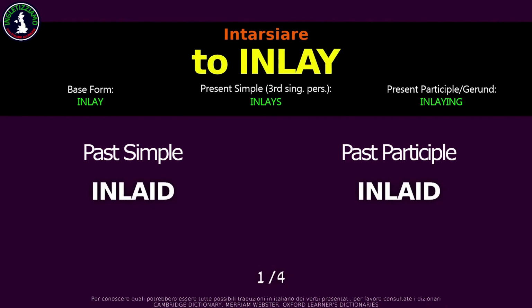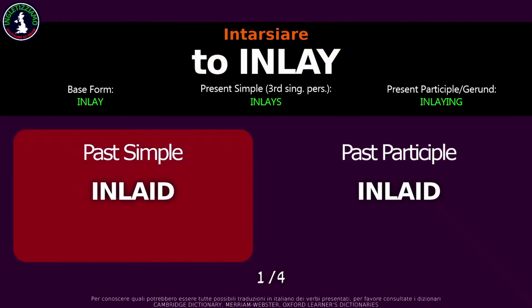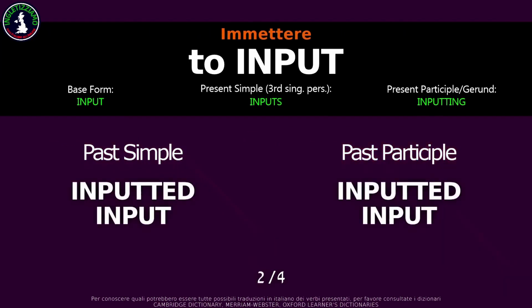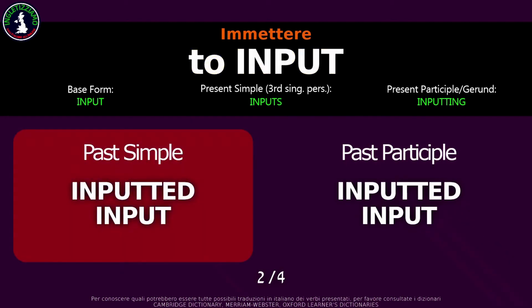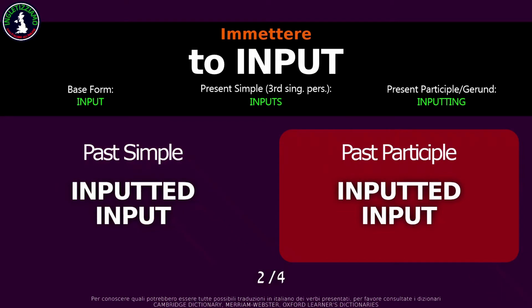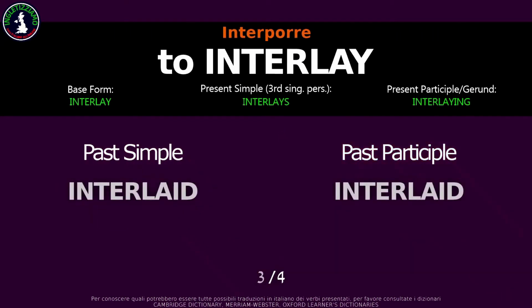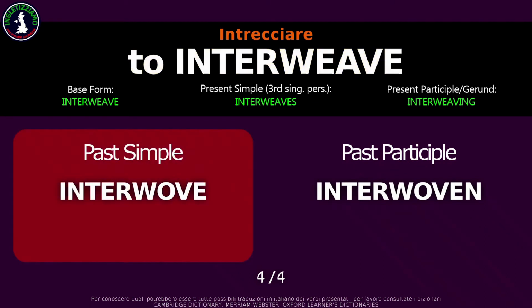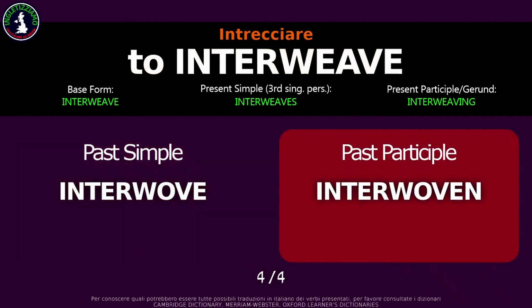Irregular verbs with the letter I. To inlay, inlaid, inlaid. To input, inputted or input, inputted or input. To interlay, interlaid, interlaid. To interweave, interwove, interwoven.